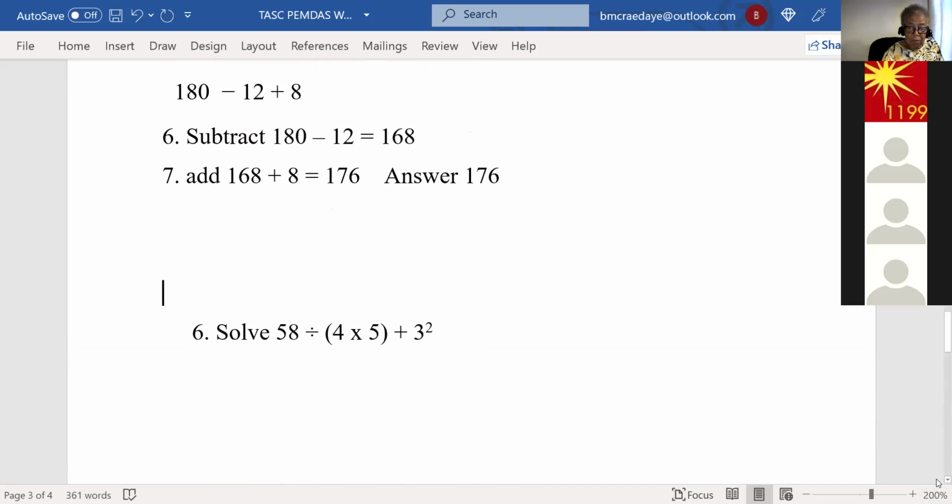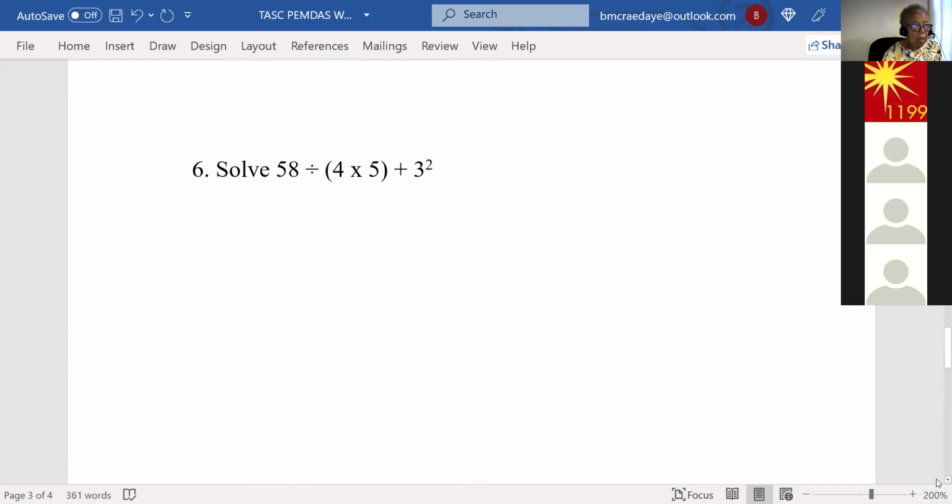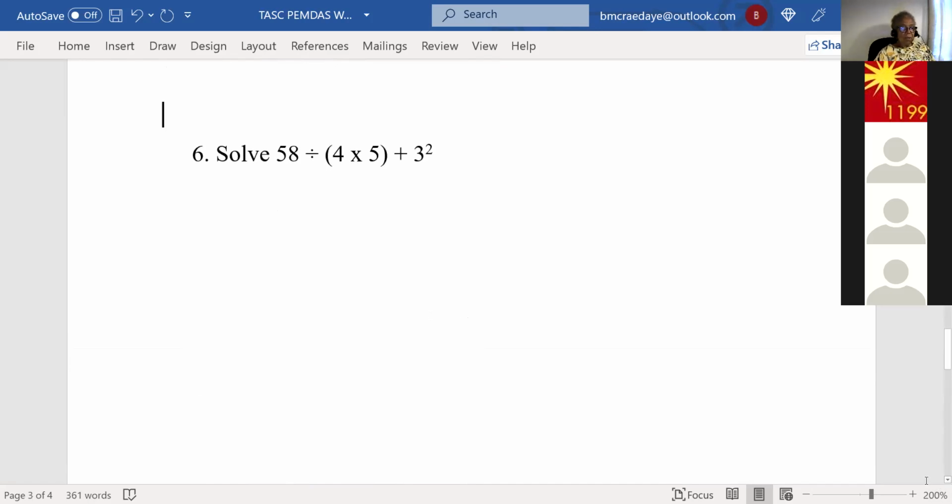Number 6. Now, you have division, you have multiplication, you have addition, and you have an exponent. Okay, Maureen, what do you do first? We do the parentheses first. Okay, so you do parentheses first. So number 1 is parentheses. And in parentheses, you have 4 times 5 equals 20.